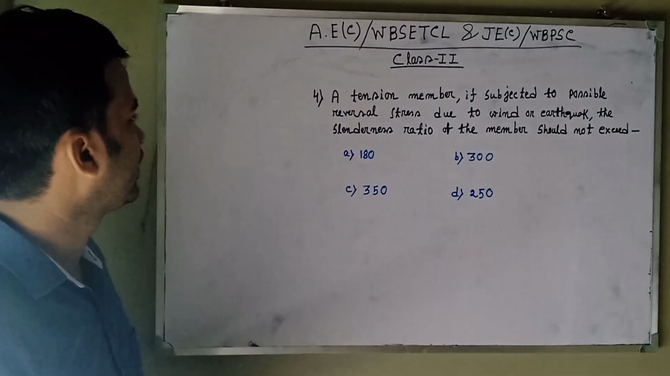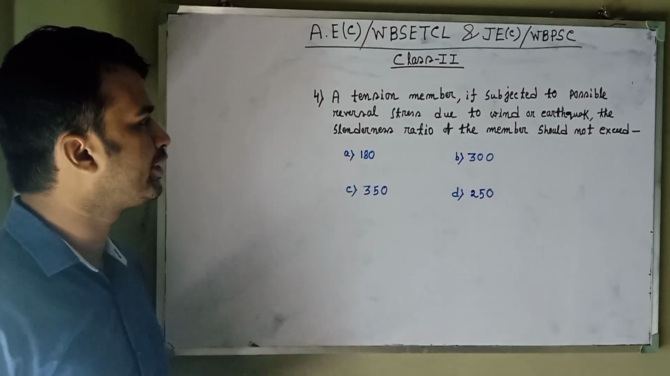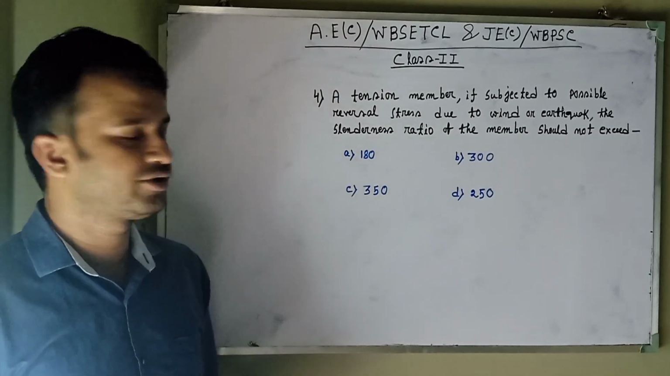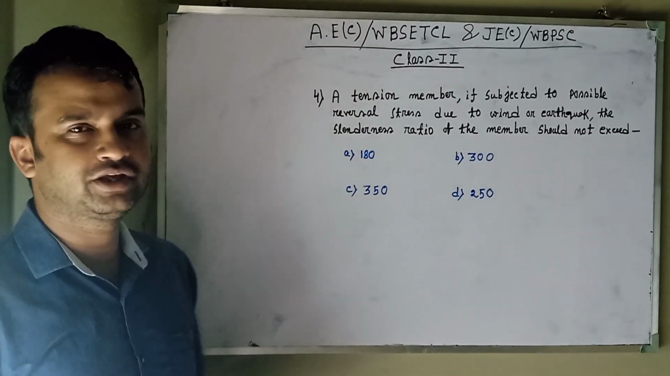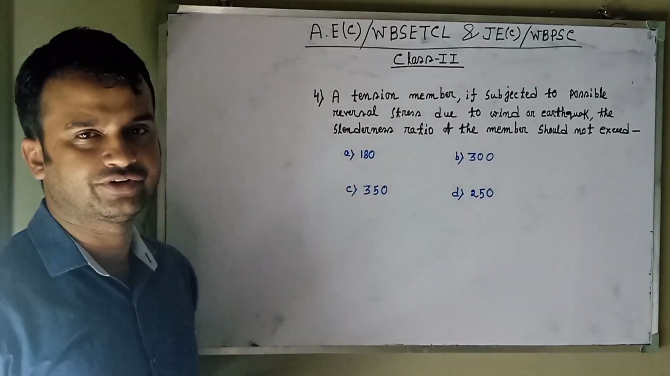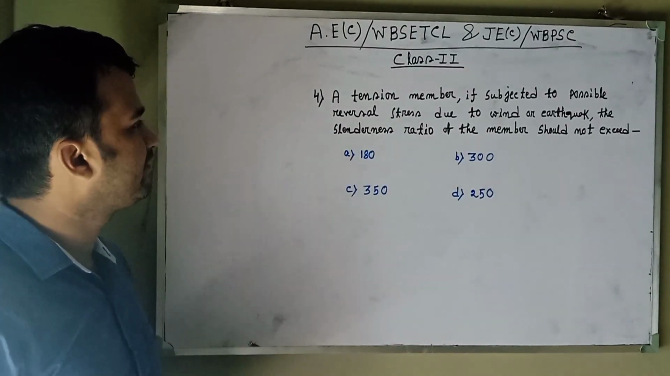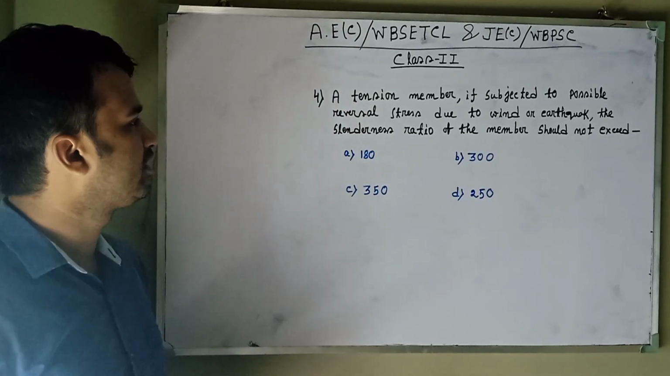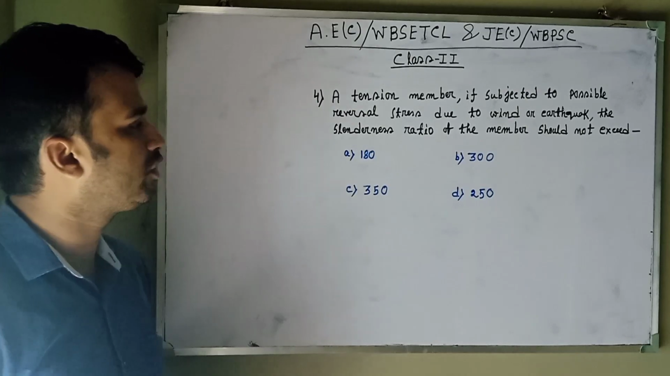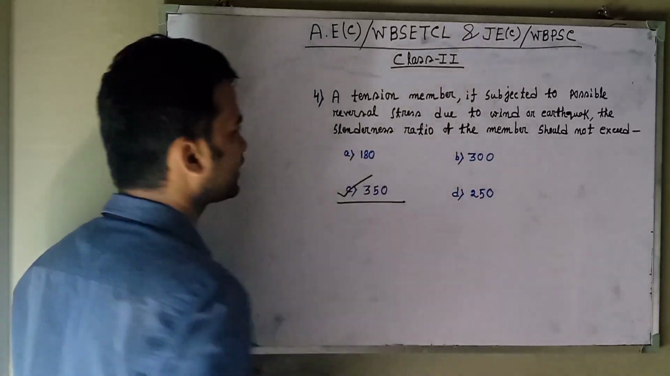Next, question number 4. A tension member if subjected to possible reversal of stress due to wind or earthquake, the slenderness ratio of the member should not exceed option A: 180, option B: 300, option C: 350, and option D: 250. What is the correct answer? Always remember when a tension member is subjected to possible reversal of stress due to wind or earthquake, the slenderness ratio of that member should not exceed 350. So option C, 350, is the correct answer.